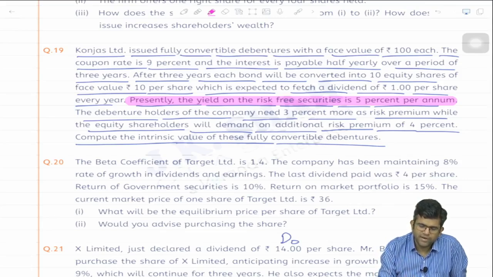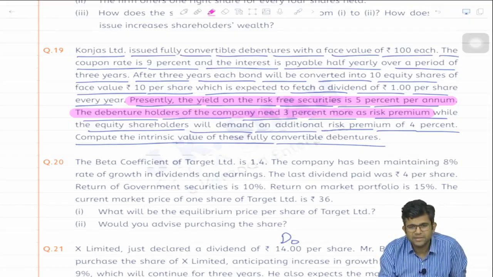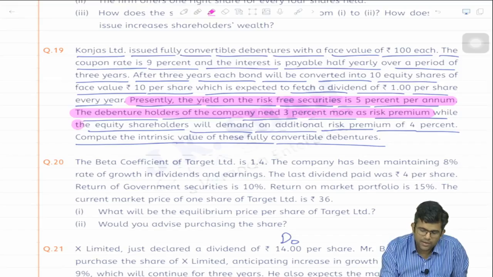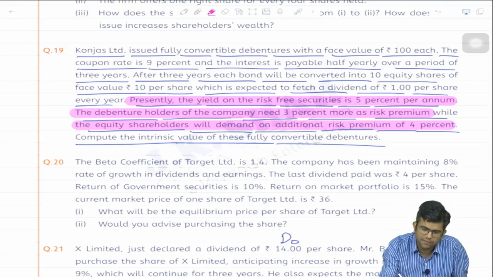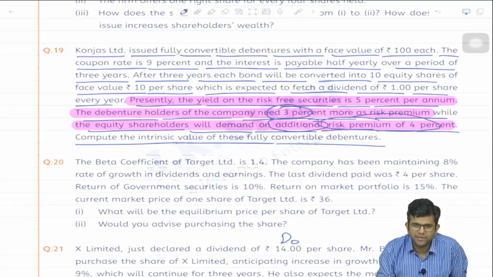So presently the yield on the risk-free securities is 5%. Debenture holders say we want 3% more, which means, can I say the required return on debt is 8%? And equity says 4% more, which means, can I say 12%? Are you all able to understand? The additional risk premium is on top of this 3% risk premium they want. So the total risk premium they are asking for is 7. I hope you are getting it.